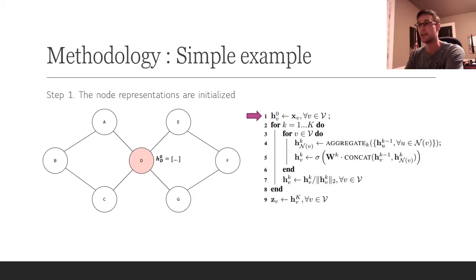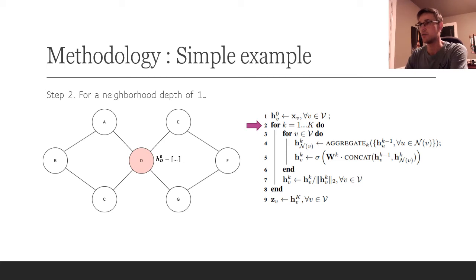So the first step in the algorithm is to compute the initial node representation for every node in this graph. And to do so, we simply use the features of every node. The features are basically the same as features in other data science applications, but in this case, they might include features that are more related to graphs, such as the degree of nodes. So now that we have all the initialized representations, we can go into the further steps.